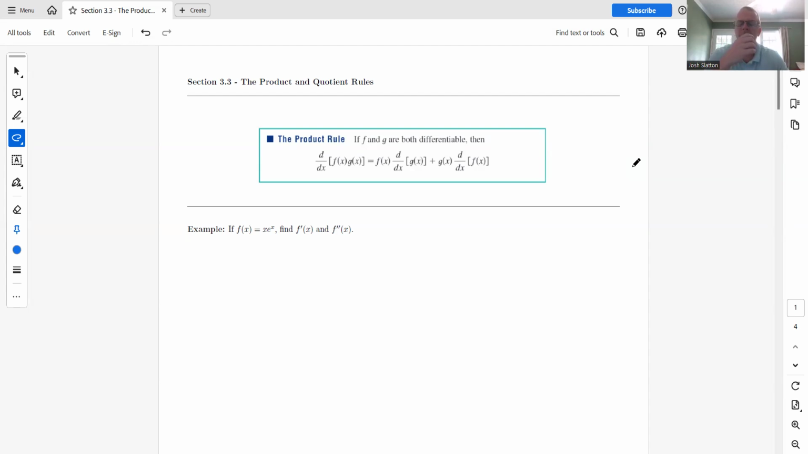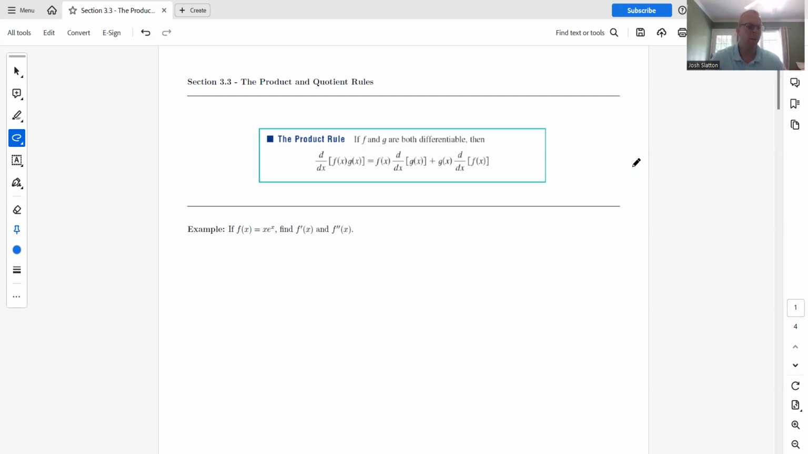And what I mean by that is when we talked about limits, if you had two functions that were added together, you could just take the limits of them separately and add the limits together. Same thing with subtraction, same thing with multiplication, same thing with division. With derivatives, though, you can do that with addition and subtraction, but you cannot have the product of two functions and take the derivative separately and then just multiply the derivatives together. It's not how it works.